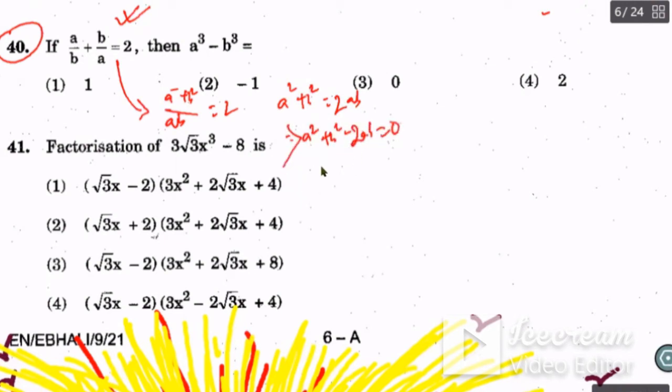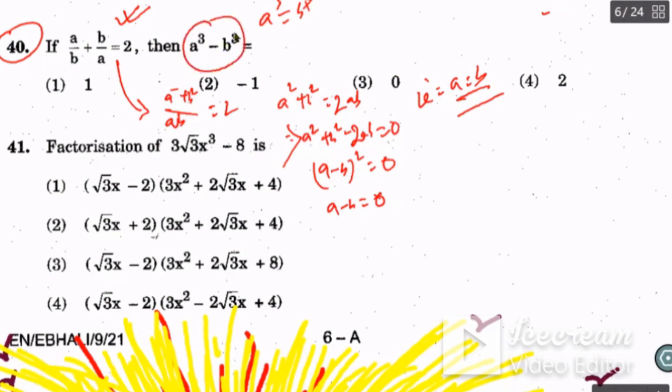Okay, so you can put this as the formula: a minus b whole square is equal to 0. So a minus b is equal to 0, and that's why you can say a is equal to b. So once you get a is equal to b, both are same, a cube is equal to b cube. So a cube minus b cube will be equal to 0, a square minus b square is equal to 0. Any power, same power, it will be 0. Base is same, power is same, so it will be 0. So answer is third. I hope you all understand these questions.